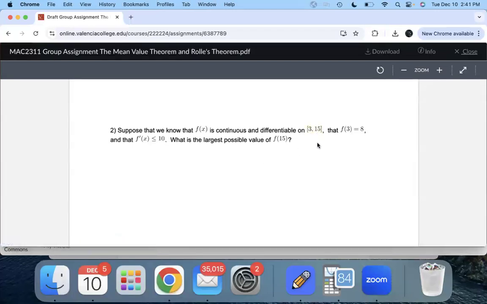So if we do change in y over change in x, f of 15 minus f of 3 over 15 minus 3, that has to be less than or equal to 10. I know f of 3. I know 15 minus 3. I'm just going to solve then for f of 15. So it's just a little bit of algebra here. Again, I basically said exactly what you're going to write down and solve.